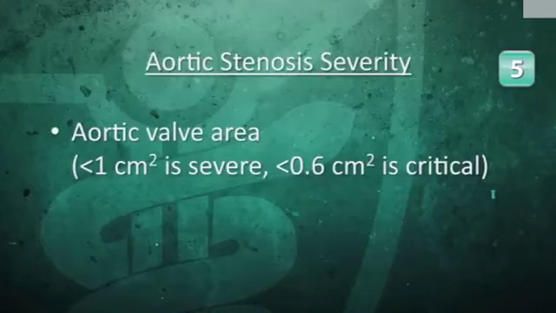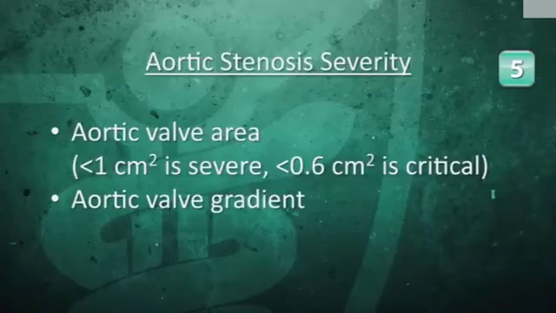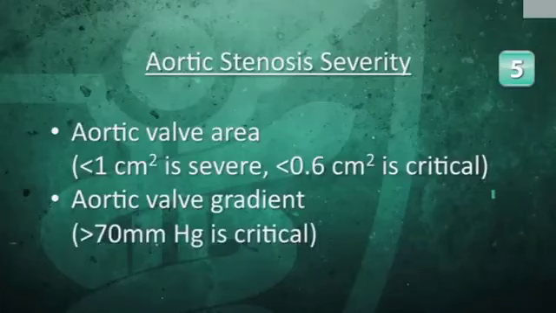The other important thing to determine on echo is the aortic valve gradient. This is the difference between the pressure proximal to the valve, or inside the left ventricle, and the pressure distal to the valve, or just inside the aorta. Normally, the valve is wide open, there's not going to be much pressure gradient at all. But if you have a pressure gradient of more than 70 millimeters of mercury, this is critical aortic stenosis.